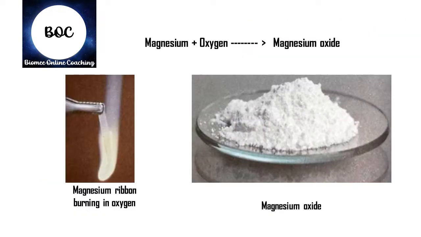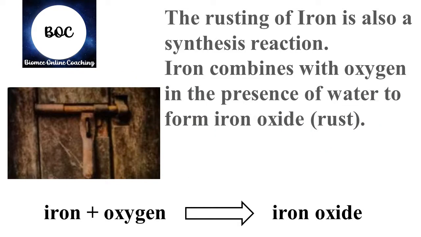As you see in this picture, when we burn magnesium ribbon in the presence of oxygen, it will form magnesium oxide powder. Rusting of iron is another example of a synthesis reaction in which iron combines with oxygen in the presence of water or moisture to form iron oxide, called rust. Here the word equation is given below. When iron combines with oxygen, they will form iron oxide. As you see in this picture, the rusting iron.